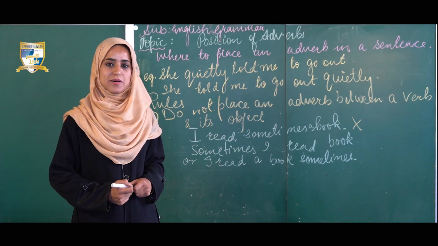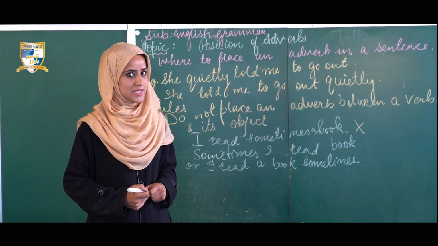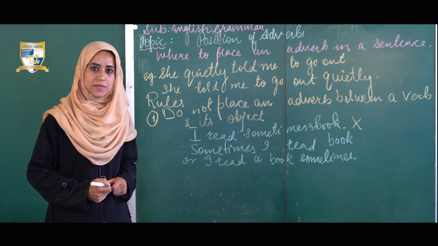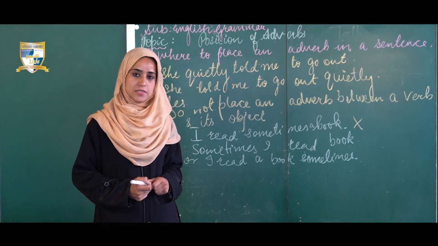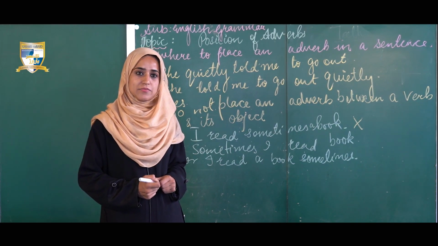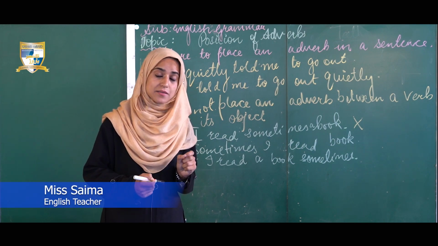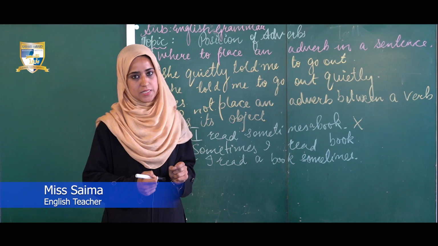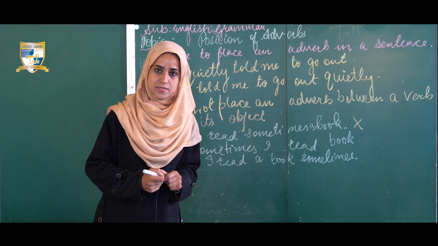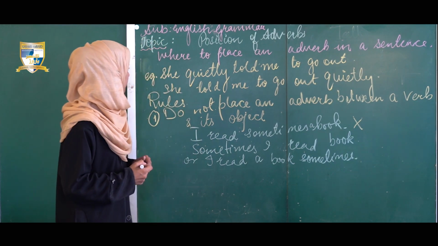Today we are going to talk about the position of adverbs in a sentence, which means where to place an adverb in a sentence. The proper placement of an adverb in a sentence is important in order to get the accurate and exact meaning and message of a sentence. Let's understand this with an example here.